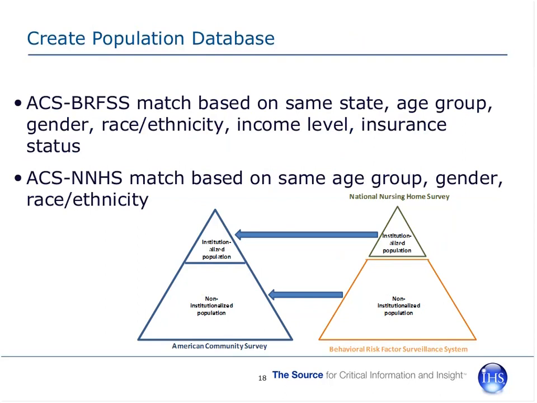For someone in the non-institutionalized population, we match them with somebody from the Behavior Risk Factor Surveillance System that's in the same state, same age group, same gender, same race, ethnicity, same household income level, same insurance status, and there might be one or two other things that I can't think of right now. But we try and match them so that we basically now have a profile for these people that includes a wide variety of health risk factors.